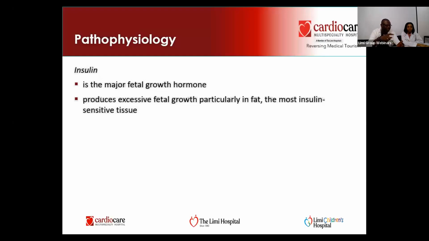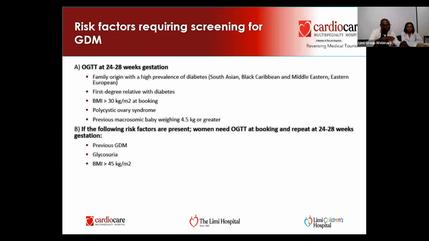Please, I want to remind us that by the end of this presentation, we have one or two case scenarios to go through, so that we can test our level of understanding of this topic. So that is basically the pathophysiology. That being said, we get to the risk factors.